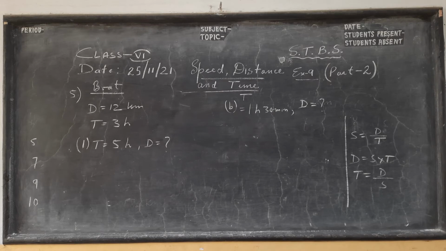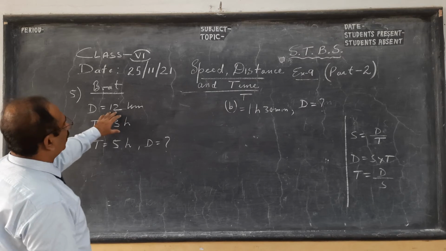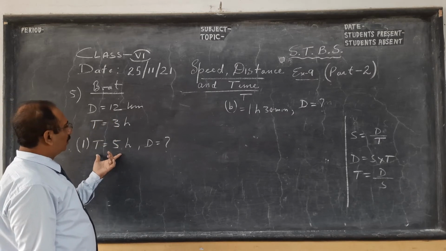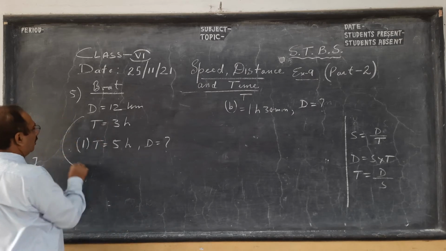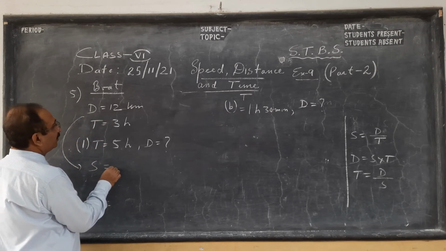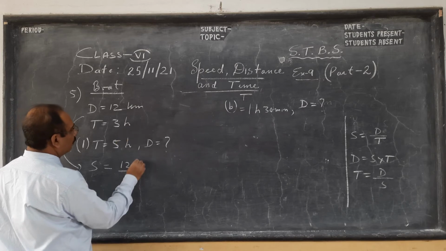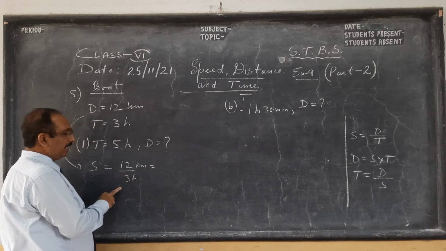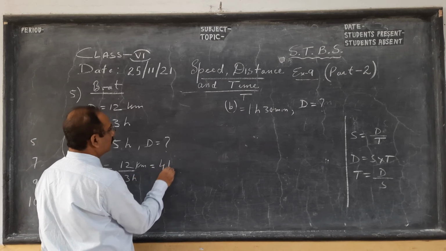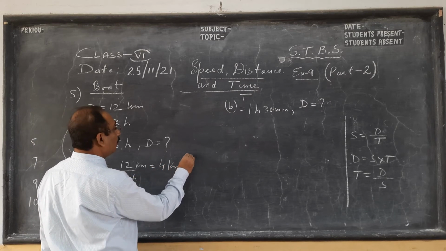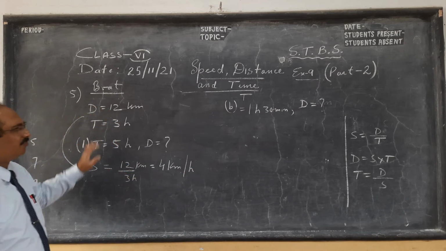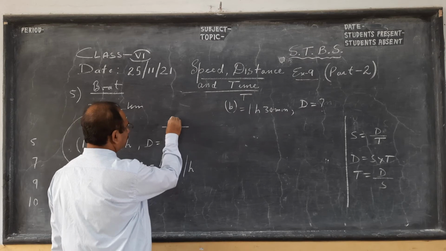Next we move on to question number 5. A boat travels 12 kilometers in 3 hours. So how much will it travel in 5 hours? For this question, again, first we have to find the speed. So 12 kilometers, it goes in 3 hours. That means when you divide distance with time, you get the distance traveled in 1 hour. So it will go 4 kilometers in 1 hour.